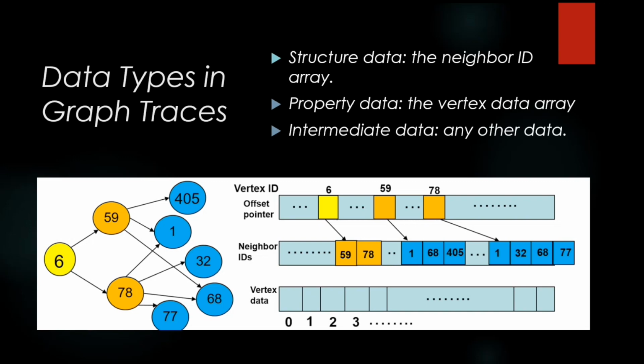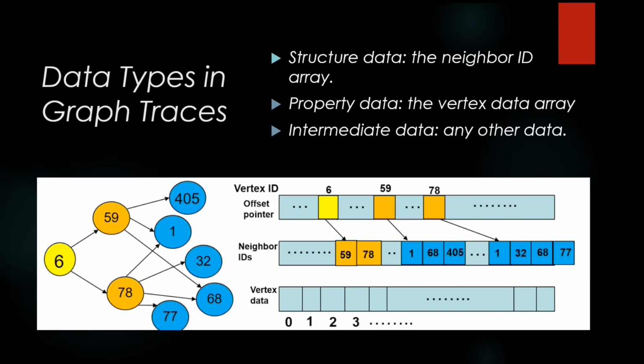An index of this array corresponds to a unique vertex V and points to the start of the list of V's neighbors. In the case of weighted graphs, each entry in the neighbor ID array also includes the weight of the corresponding edge. Second, property data. It comprises the vertex data array. The vertex data array stores the property of each vertex and is indexed by the vertex ID. Third, intermediate data. It comprises any other data like the offset pointers.